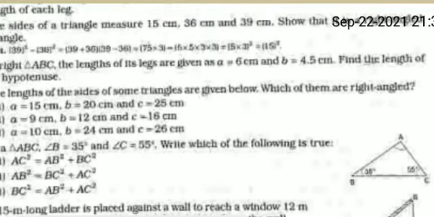Question number 7 here tells that the lengths of the sides of some triangles are given below. Which of these are right angled triangles? So the converse theorem of Pythagoras tells that a triangle will be a right triangle if the hypotenuse square is equal to the sum of the squares of the other two sides.